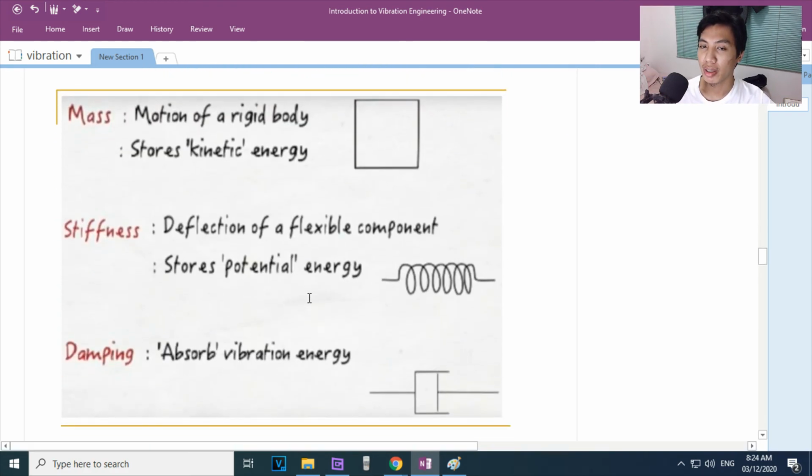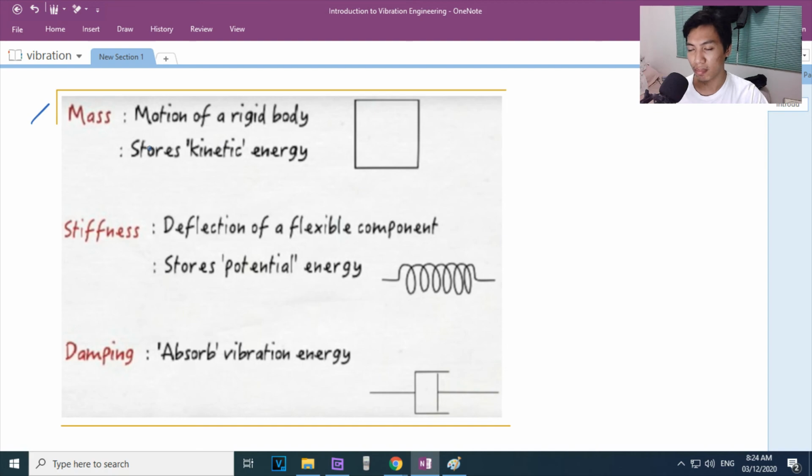O ito yung three parameters that you have to consider when tackling vibration systems. Number 1, you have to consider the mass of the body when talking about vibration. Bakit? Because the motion of a rigid body stores kinetic energy. And that kinetic energy depends also on the mass of the body.